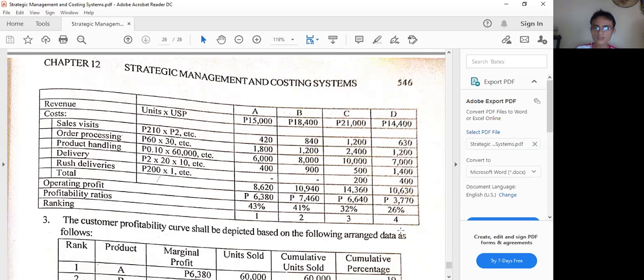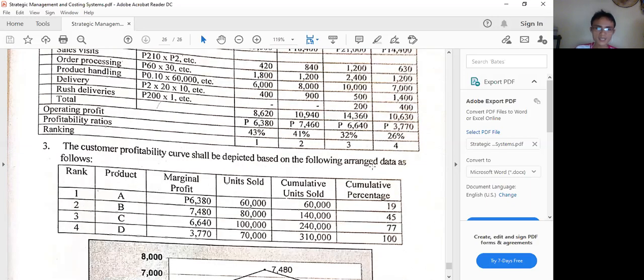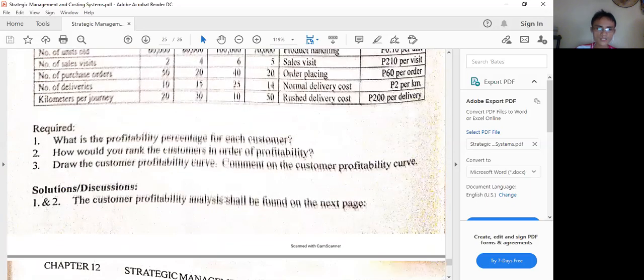Among the profitability ratios, which are computed basically from operating profit divided by revenue, we can make a rank. The first should be, of course, the highest profitability ratio, and the lowest would be the lowest profitability ratio, the lowest in the rank, I mean. So first, second, third, fourth. So that's ironically also A, B, C, and D, or coincidentally. And then what about the customer profitability curve? By the way, for 1 and 2, the profitability analysis. Okay, so profitability percentage and the rank.